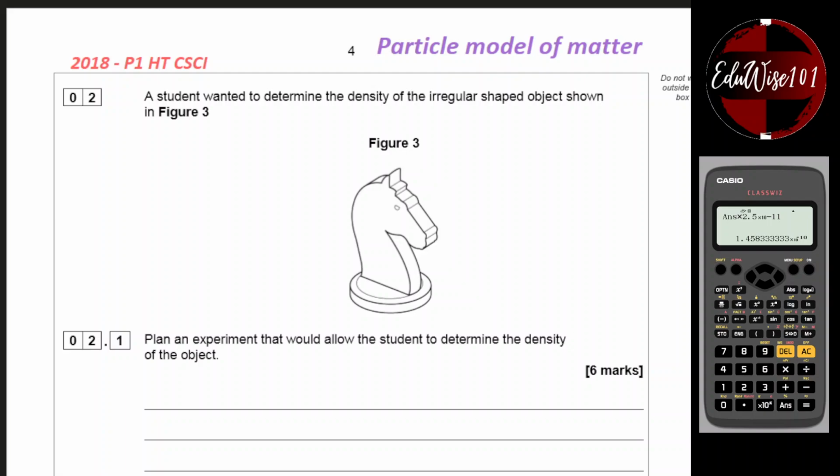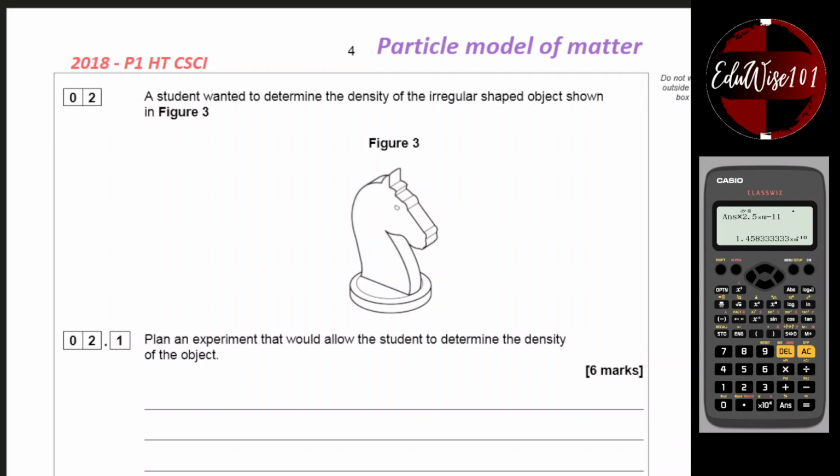Hello everyone. In this video, I'm going through question number 2 from the AQA 2018 paper 1 higher tier for the combined science physics. This question is on the topic of particle model of matter. Question number 2. A student wanted to determine the density of the irregular object shown in figure 2.